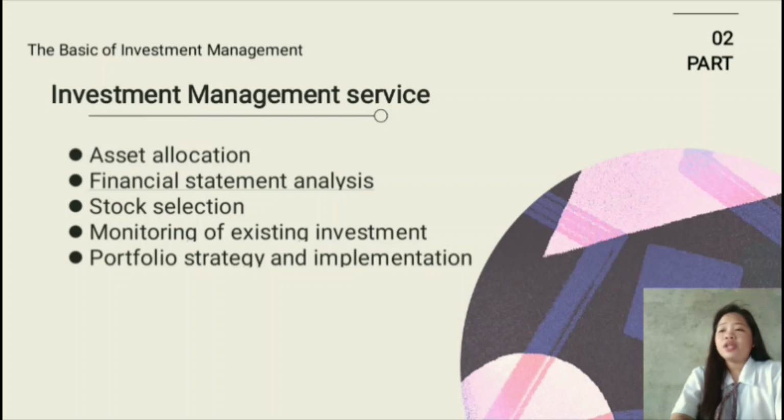And lastly, portfolio strategy and implementation. Implementing a portfolio strategy originates with determining appropriate allocation between equity and fixed income for each investor. Getting this decision right is absolutely critical to long-term investing success.